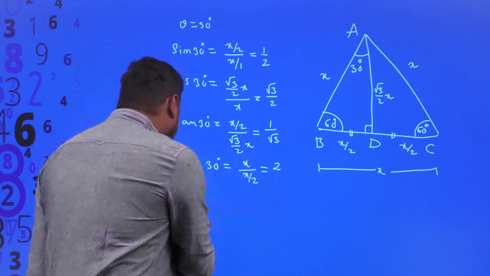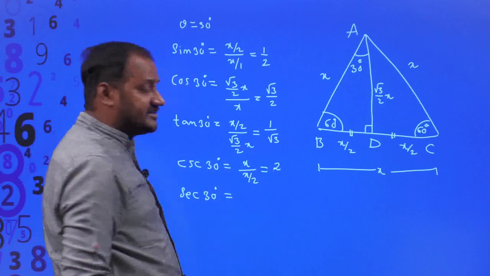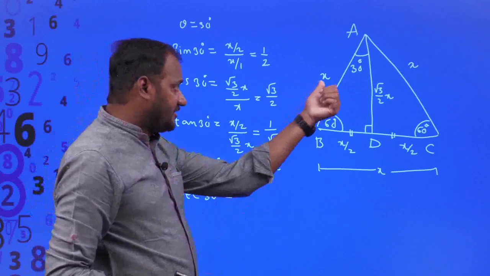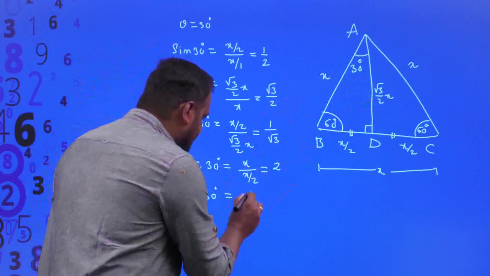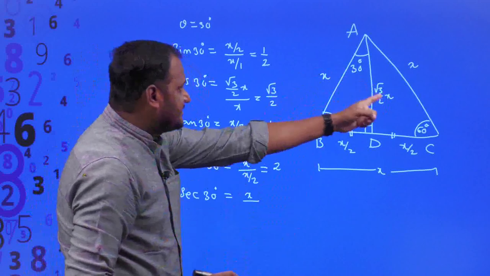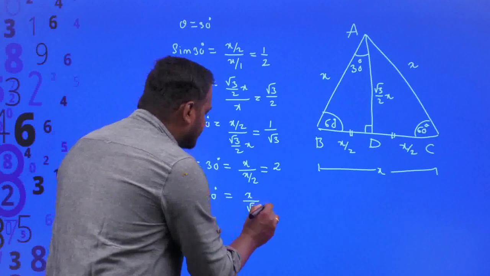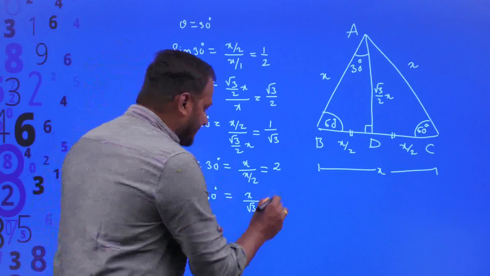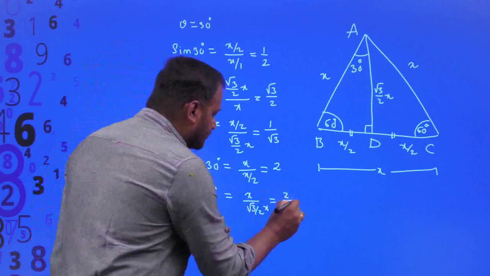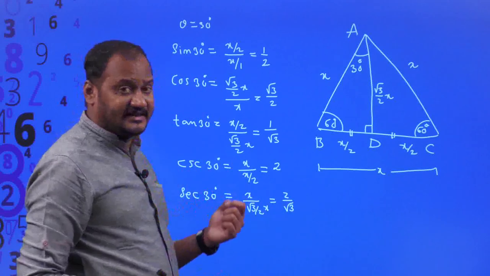And then secant 30 degrees. So, secant 30 degrees is equal to, what is the definition of secant theta? Hypotenuse by side adjacent to theta. So, hypotenuse here is x divided by side adjacent to 30 degrees, which is root 3 divided by 2 times x. So, again x and x cancel. 1 divided by root 3 by 2 is going to be 2 divided by root 3. So, that is the value of secant 30 degrees.